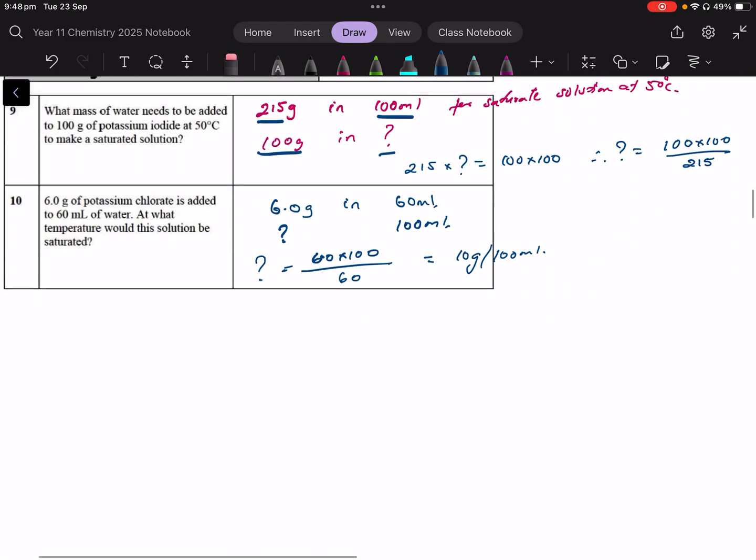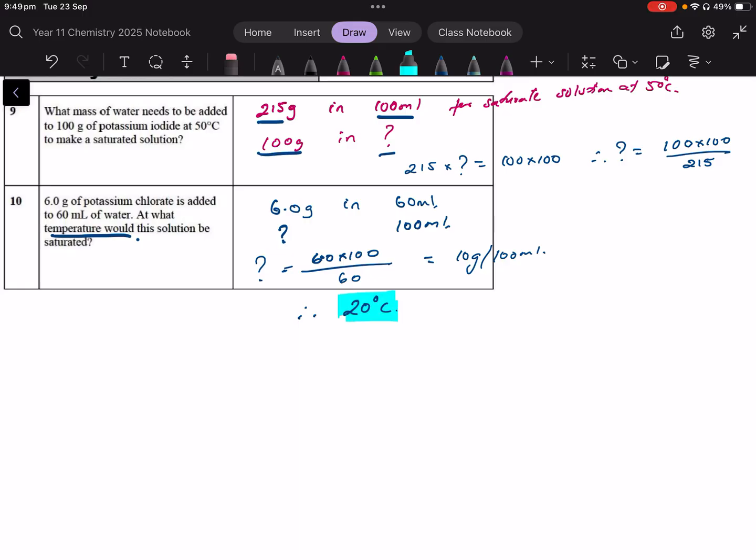So it doesn't matter that I don't have the 10 grams. I'm using only 6 and 60. It's the same ratio. And therefore, my temperature is going to be 20 degrees. They're asking me at what temperature would this solution be saturated. It would be at 20 degrees. So that's my answer.